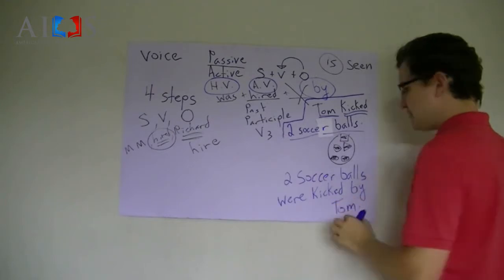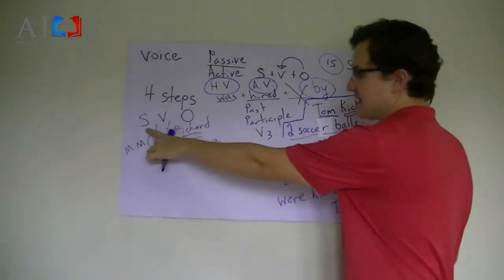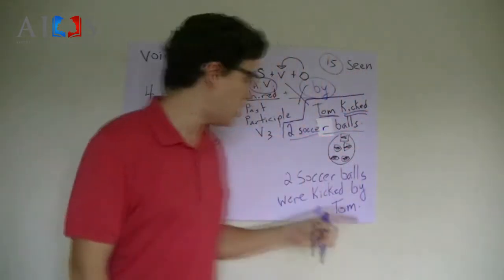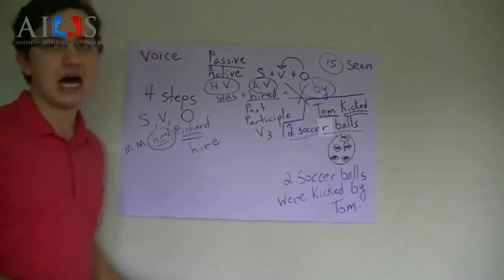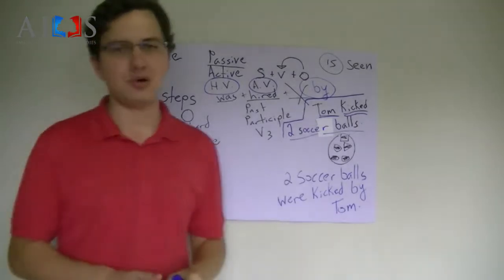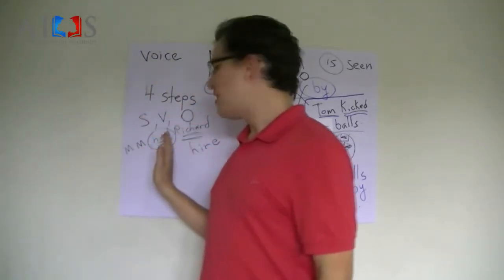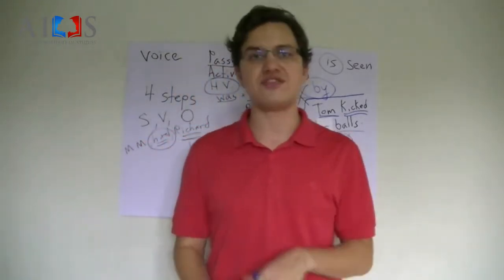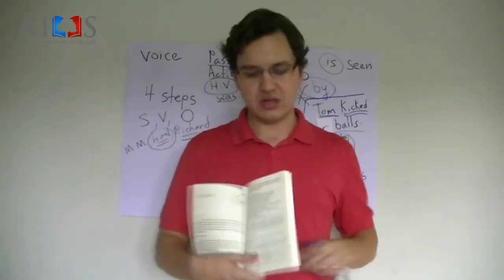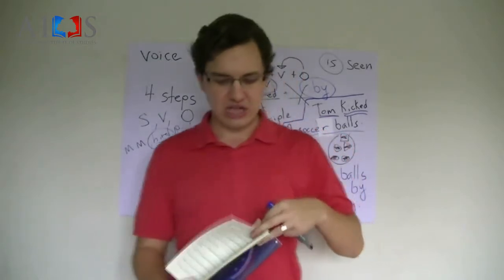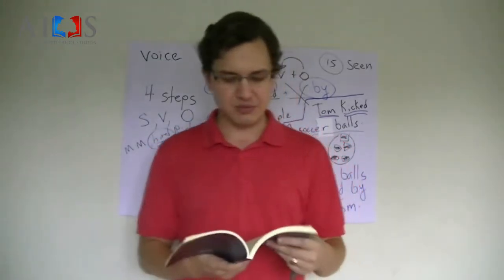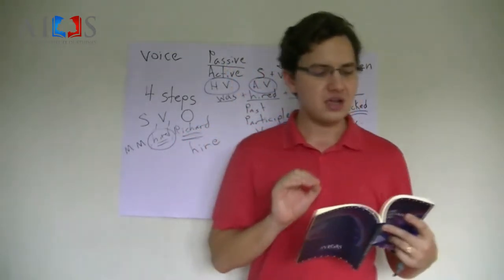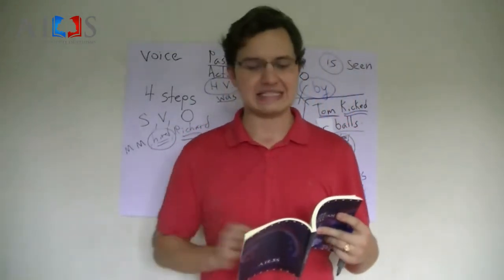And then the subject of the old sentence, which in this case is Tom. So 2 soccer balls were kicked by Tom. Very simple. Now that's an example of past tense. You also can use the present or the future. So in the book, you should have tried the example problems on page 116, changing from active to passive.